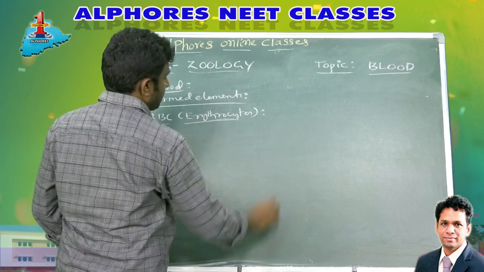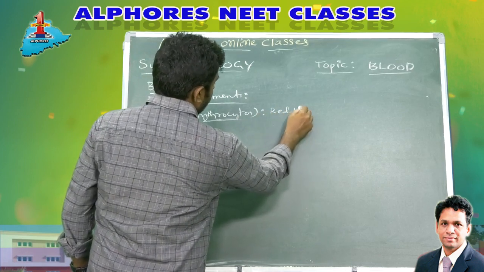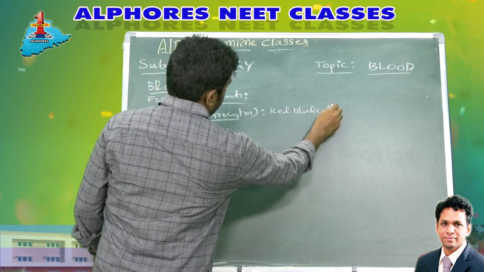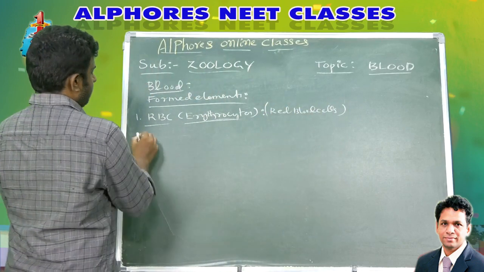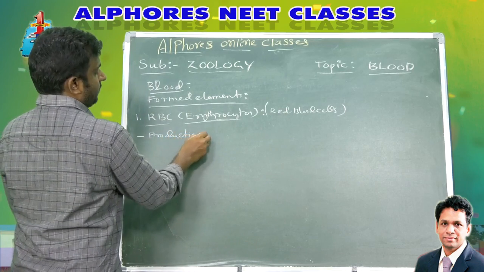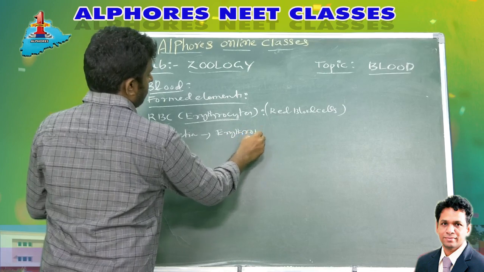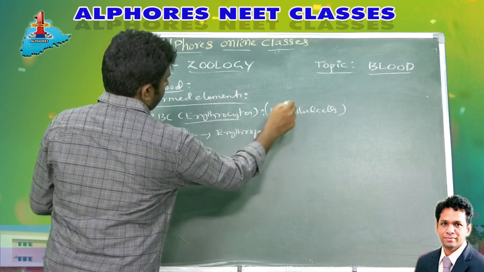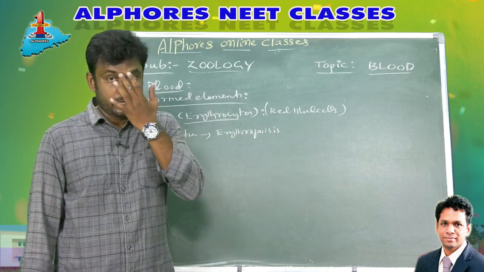RBC, also called erythrocytes or red blood cells. The production of RBC is called erythropoiesis.